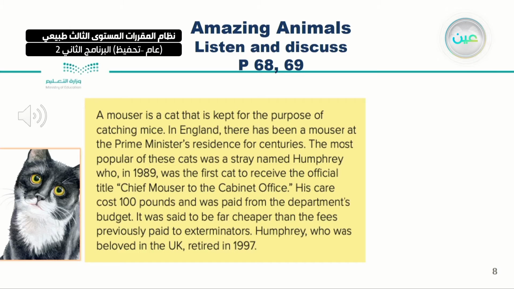A mouser is a cat that is kept for the purpose of catching mice. In England, there has been a mouser at the Prime Minister's residence for centuries. The most popular of these cats was a stray named Humphrey, who, in 1989, was the first cat to receive the official title Chief Mouser to the Cabinet Office. His care cost £100 and was paid from the department's budget. It was said to be far cheaper than the fees previously paid to exterminators. Humphrey, who was beloved in the UK, retired in 1997.